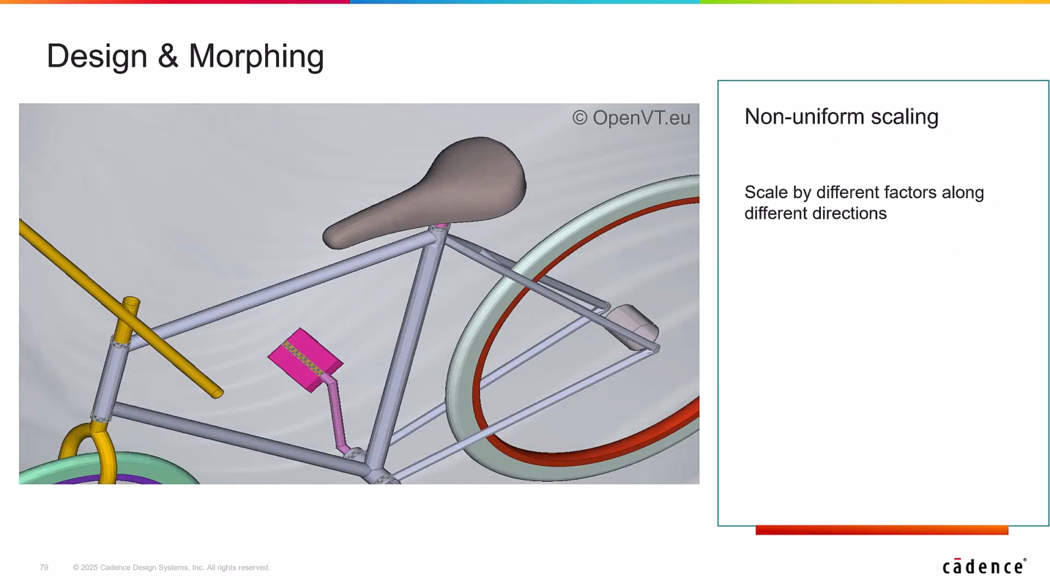Direct and box morphing support non-uniform scale transformations, allowing differential scaling factors to be applied to each axis of the model in a controlled and independent manner.